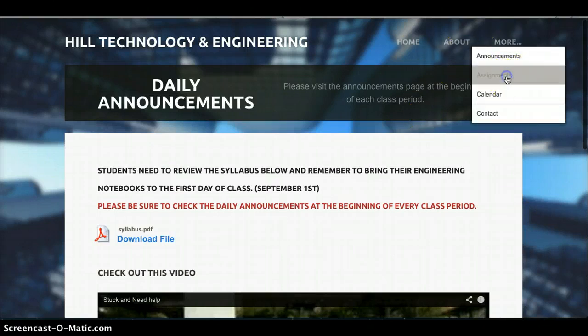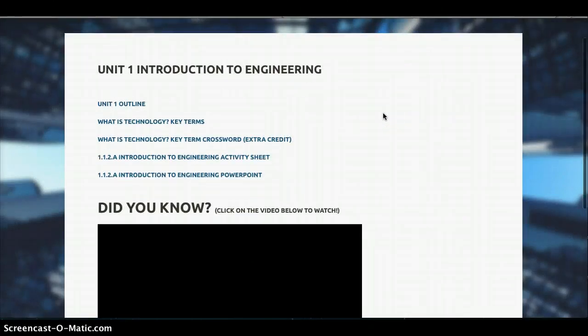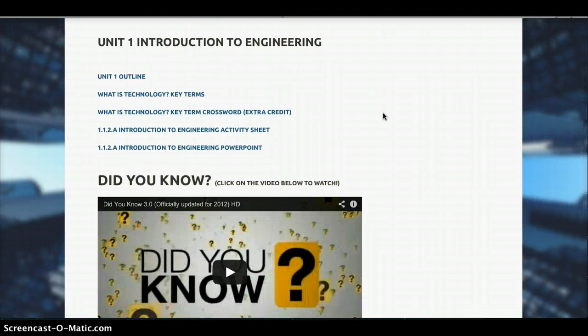Under More, we'll see assignments. We go ahead and click on that. Under assignments, you'll see our Unit 1. Every one of these is a link, and they'll take you exactly to that worksheet or PowerPoint or outline, whatever it may be, so you never have to bring anything with you. It's all electronic. We're going to try and get rid of paper. That's one of my biggest goals this year.